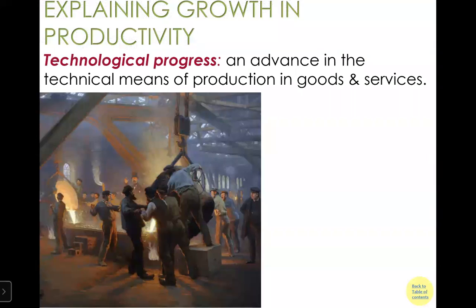The next important thing for long-run growth is technological progress, which is defined as advance in the technological means of production of goods and services. Like the background picture shows, this happened toward the end of the 19th century. Americans found a better way to refine steel and iron. Remember, back in 1900, steel and iron were considered the bare bones of the modern economy.